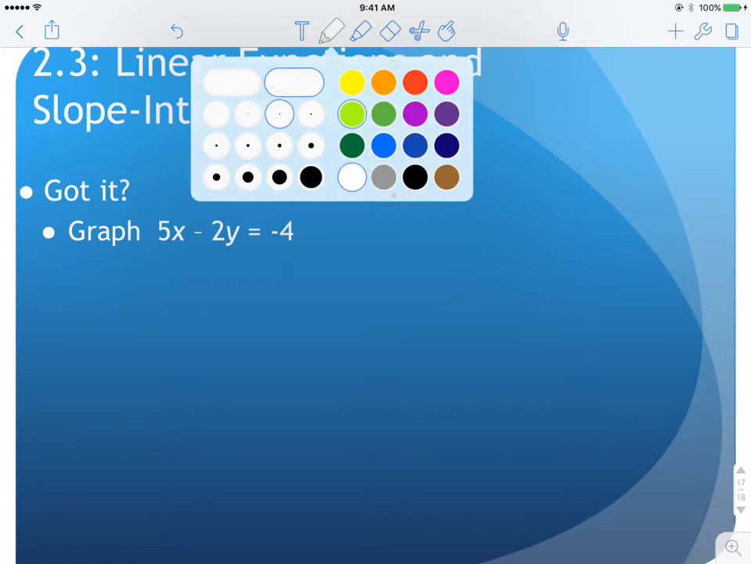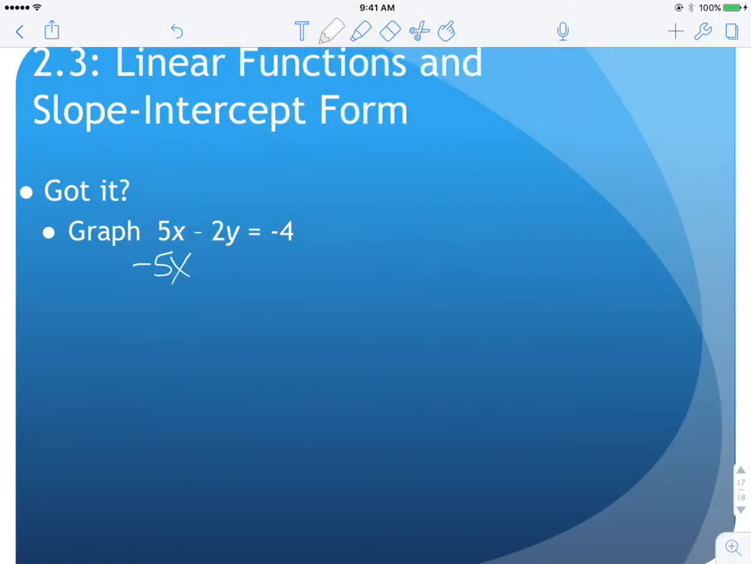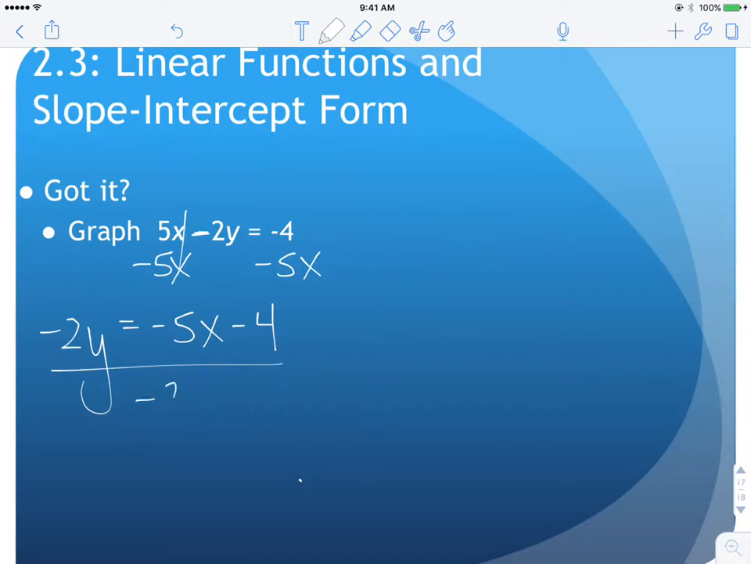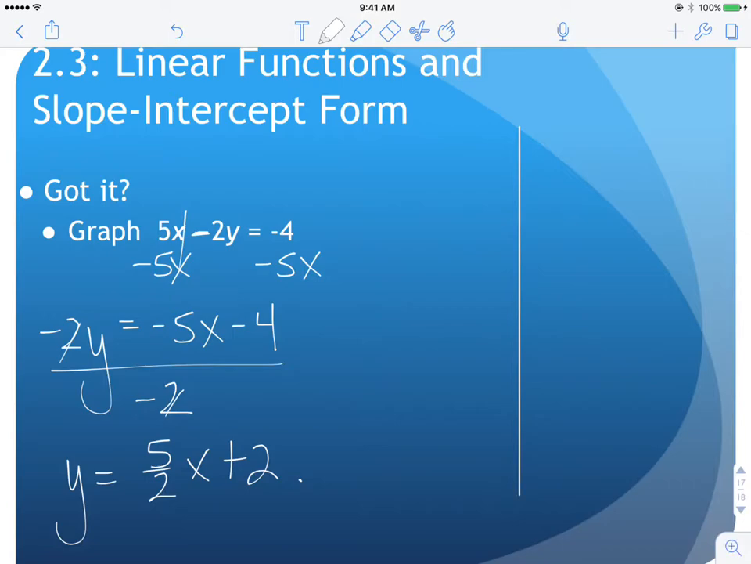5x minus 2y equals negative 4. Again, we have to move any term without a y to the other side. So we get negative 2y. Remember, this sign stays with the term that's after it. So negative 2y equals negative 5x minus 4. Then I'm going to divide both sides by negative 2. So y equals 5/2x plus 2. Both turn to positives because they're negatives divided by negatives.